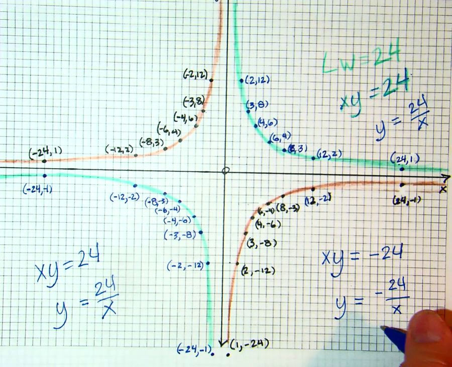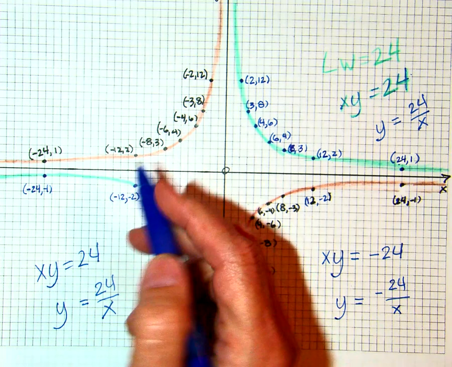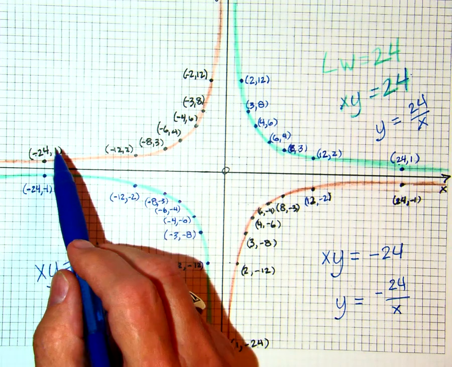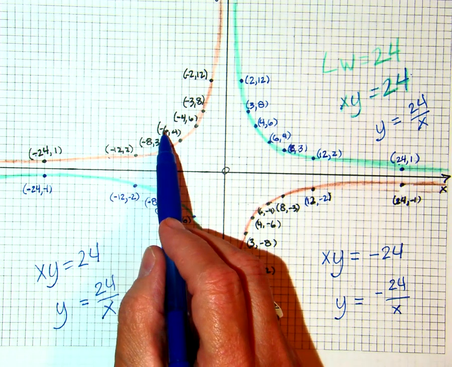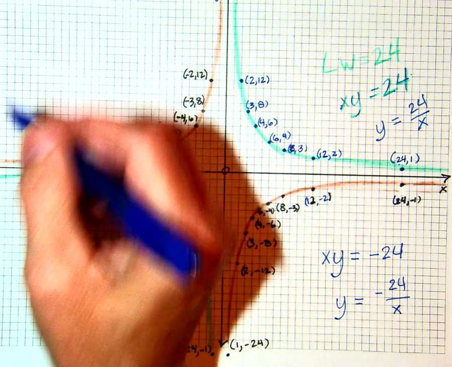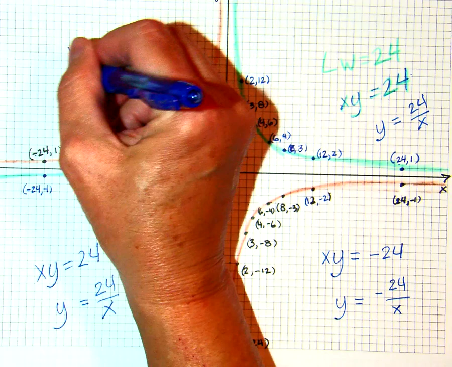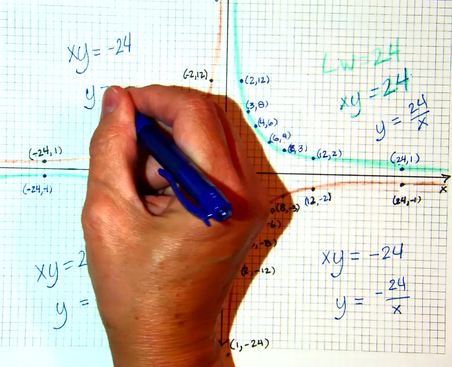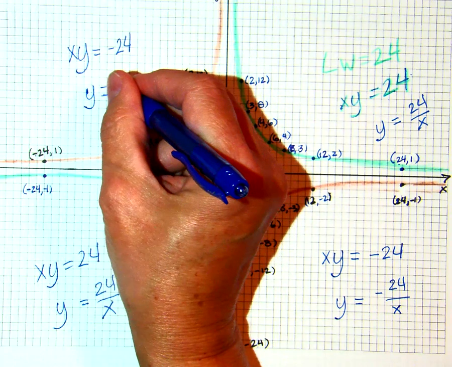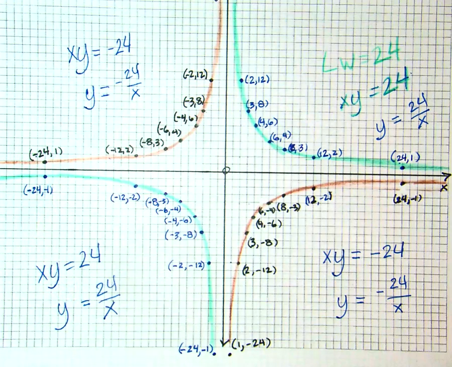Remember, we usually stick it out in front. Does that work over here? Negative 24 times, yeah, that's negative 24. 6 times negative 24. Yeah, that's negative 24. They're all negative 24. So over here, x times y equals negative 24, or in calculator friendly, y equals negative 24 over x.